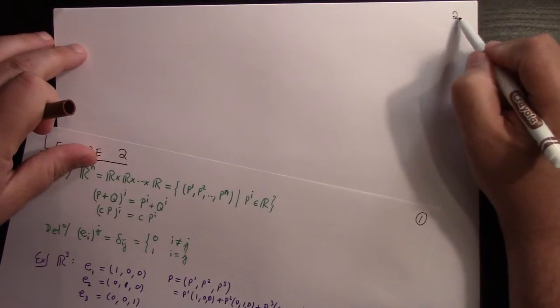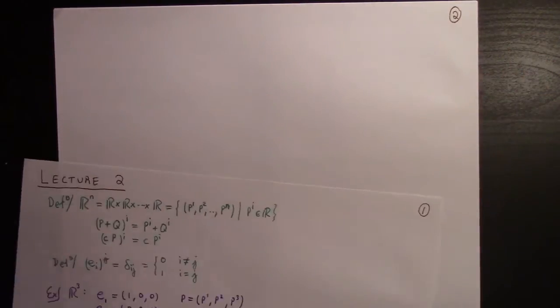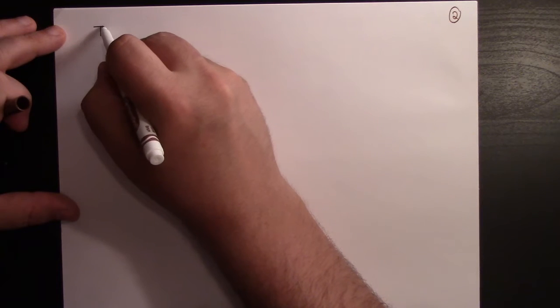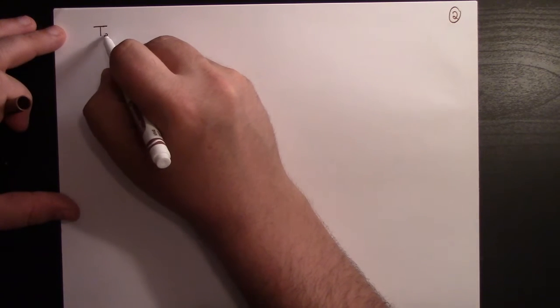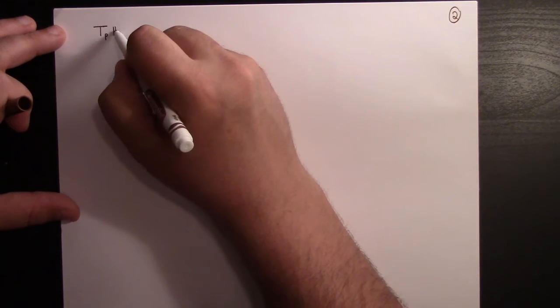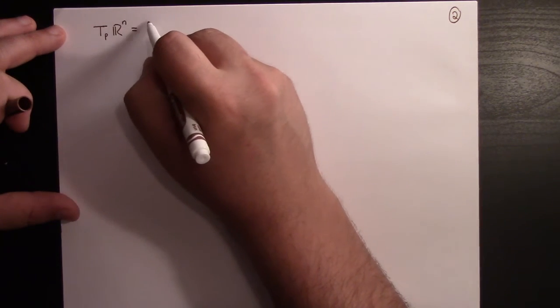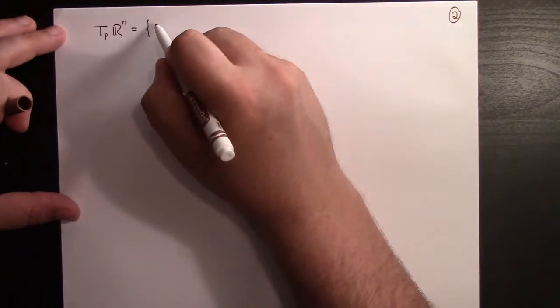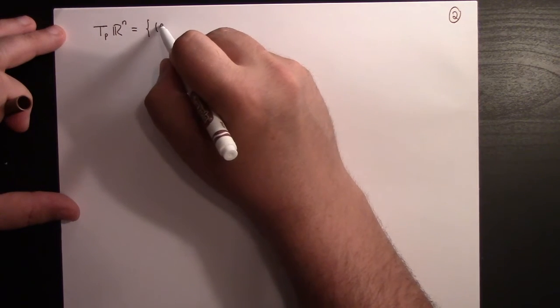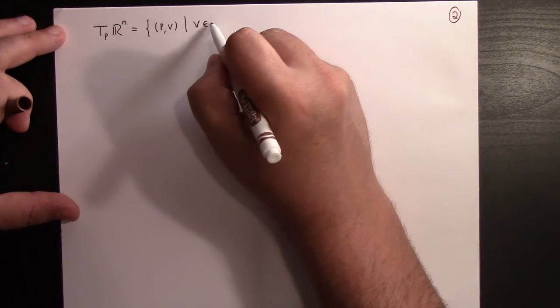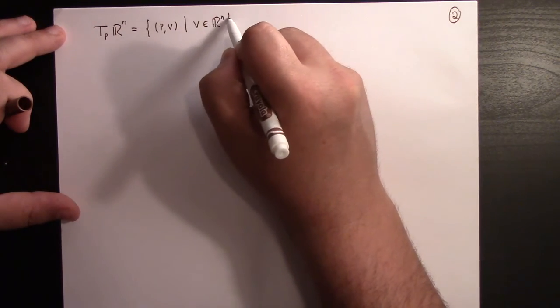So, what is the tangent bundle? Well, let's get back to the tangent space again. I'll use P as I like to. The tangent space at P of, say, Rn, I'm saying we can write it like this. It's P comma V, such that V is an element of Rn.